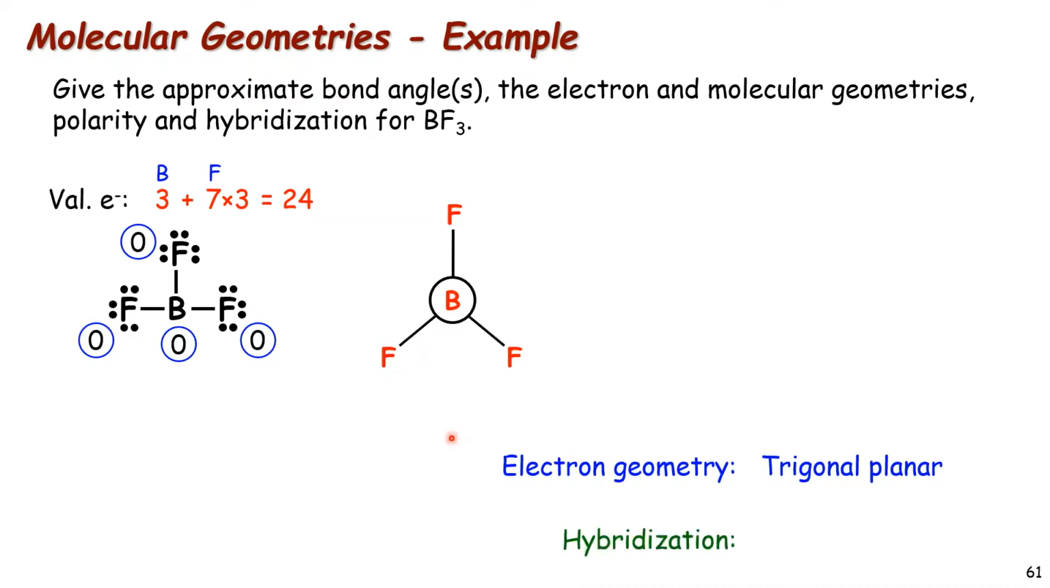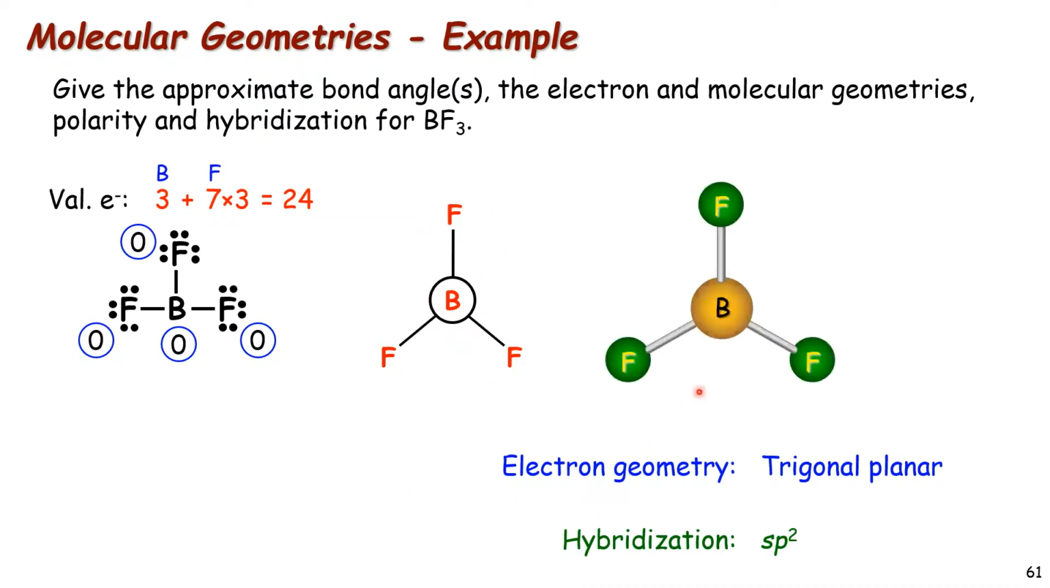The hybridization, right? Since we have 1, 2, 3 regions of electron density, that means we need 1 s and 2 p's, so it's going to be sp2 hybridized. Now, since there's no lone pair, the molecular geometry is going to be the same as the electron geometry. So it's going to be trigonal planar.